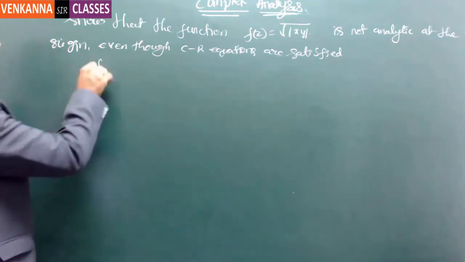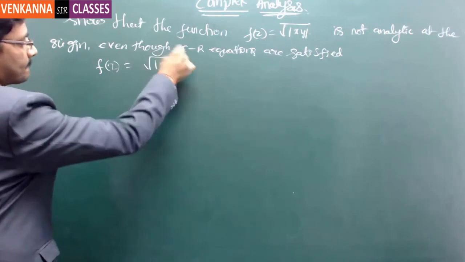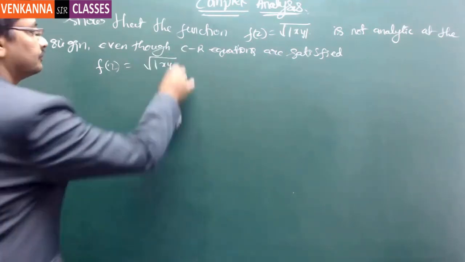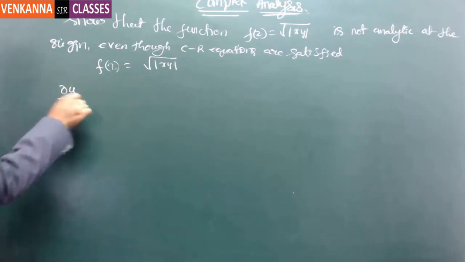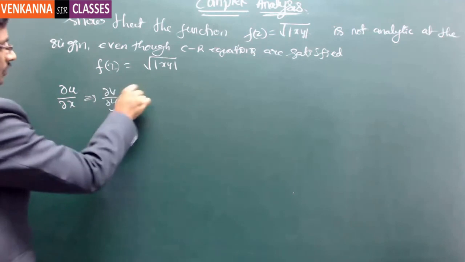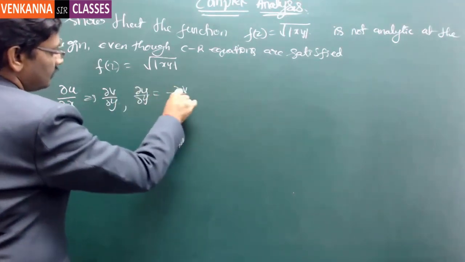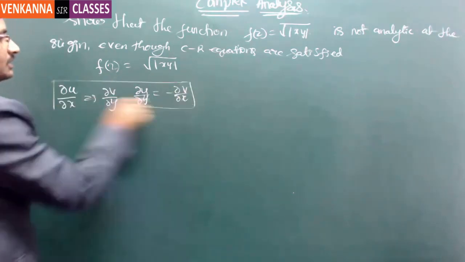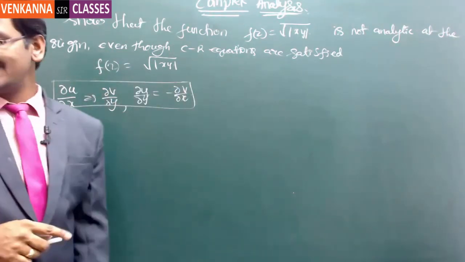See this, the function f of z is equal to square root of mod xy. This is the function. And for this function, the CR equations have to be satisfied. That is, dou u by dou x is equal to dou v by dou y, and dou u by dou y is equal to minus dou v by dou x. So these are the CR equations. Now these CR equations need to be verified for this particular function, at the origin, he said.